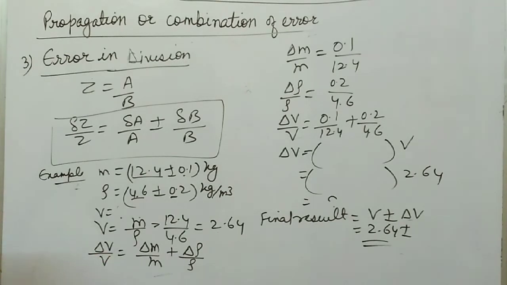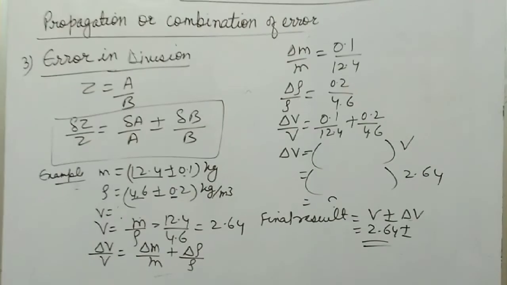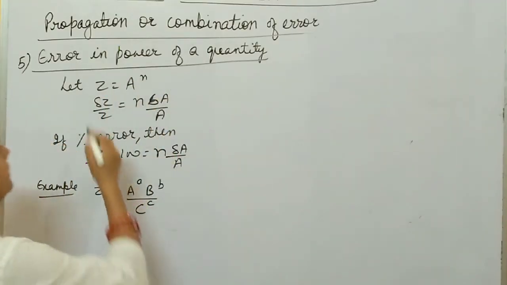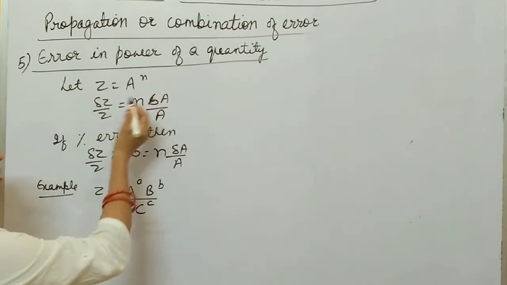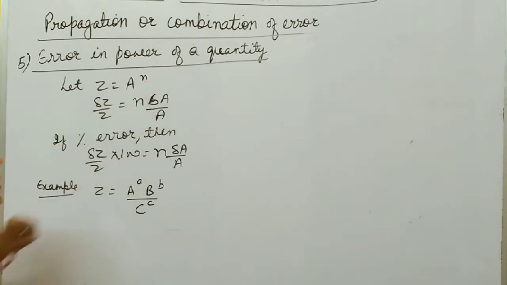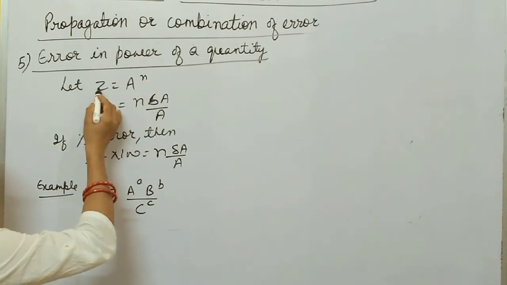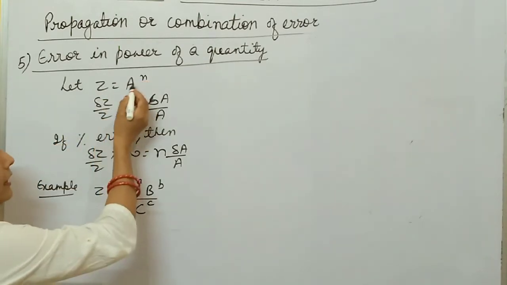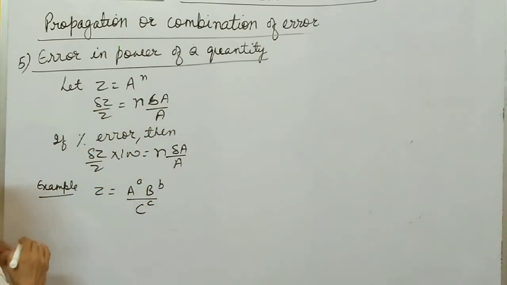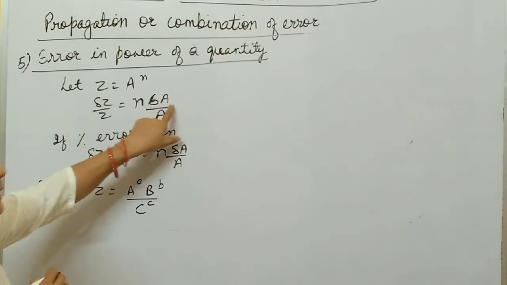One more case, in case of power. If anything is given in power, then how does error propagate? So first you take a screenshot of this one, after that we will discuss power. Now the last one is error in the power of any quantity. Let z equal a to the power n. So how do you calculate error in case of power of any quantity? You just take the relative error, delta z by z, and here delta a by a, multiplied by that power. Power is always multiplied in the relative error.